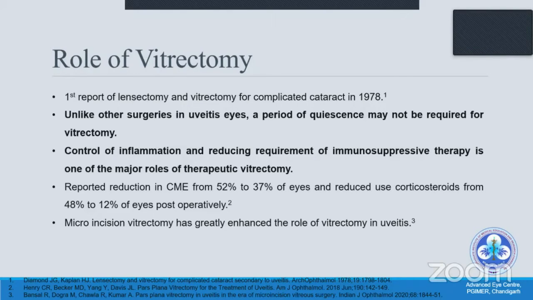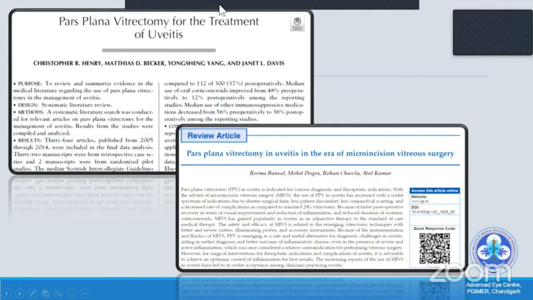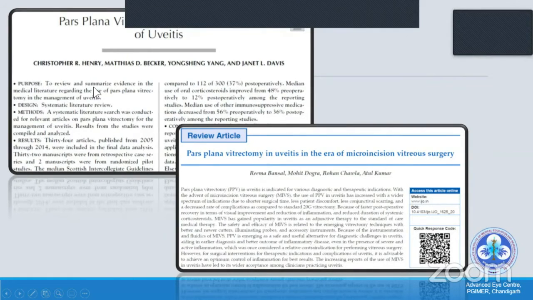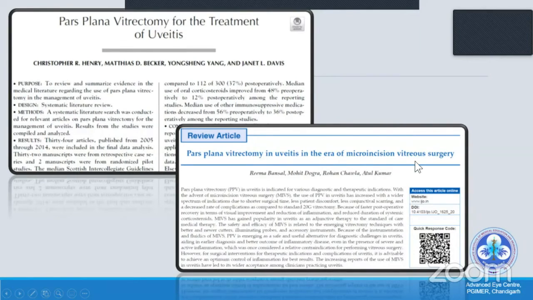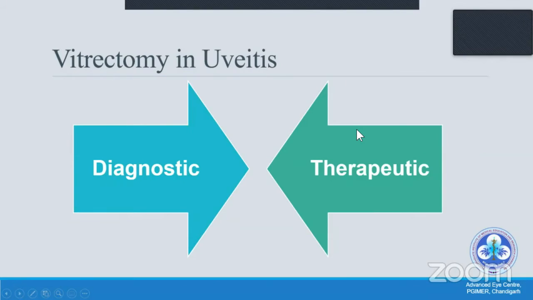Microincision vitrectomy has also greatly enhanced the role of vitrectomy and increased our confidence in the indications we might go in for. These are two important review articles, one from the US group and one from our center at PGI and the RP center in AIIMS, which give an overview of the role of vitrectomy in uveitis, if one would want to go through them. I will be concentrating more on the videos, as this is a video-based course. Whenever we do vitrectomy in uveitis, in most cases it has a diagnostic as well as a therapeutic angle. I will be talking more on the therapeutic aspects.